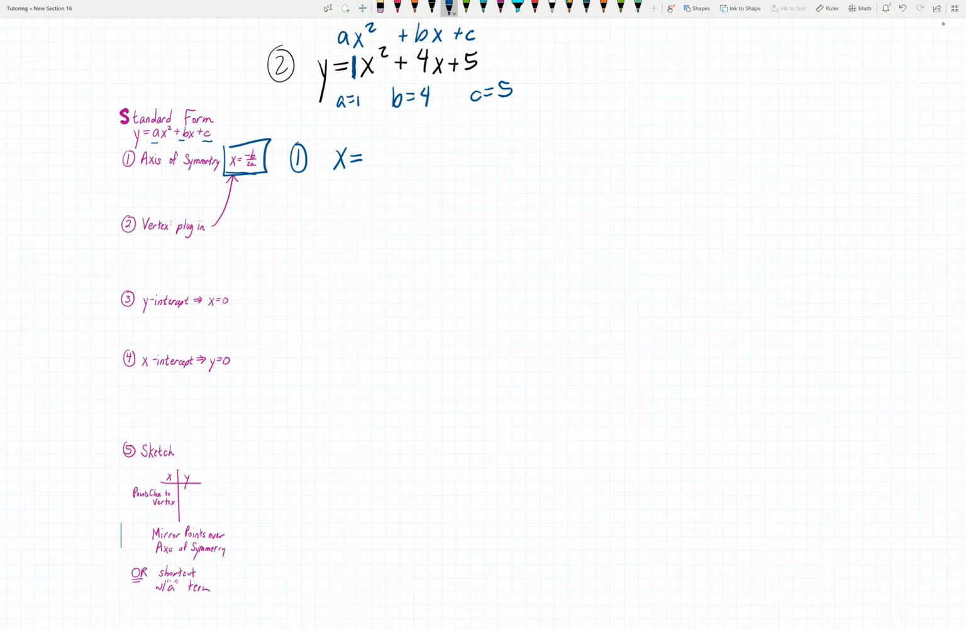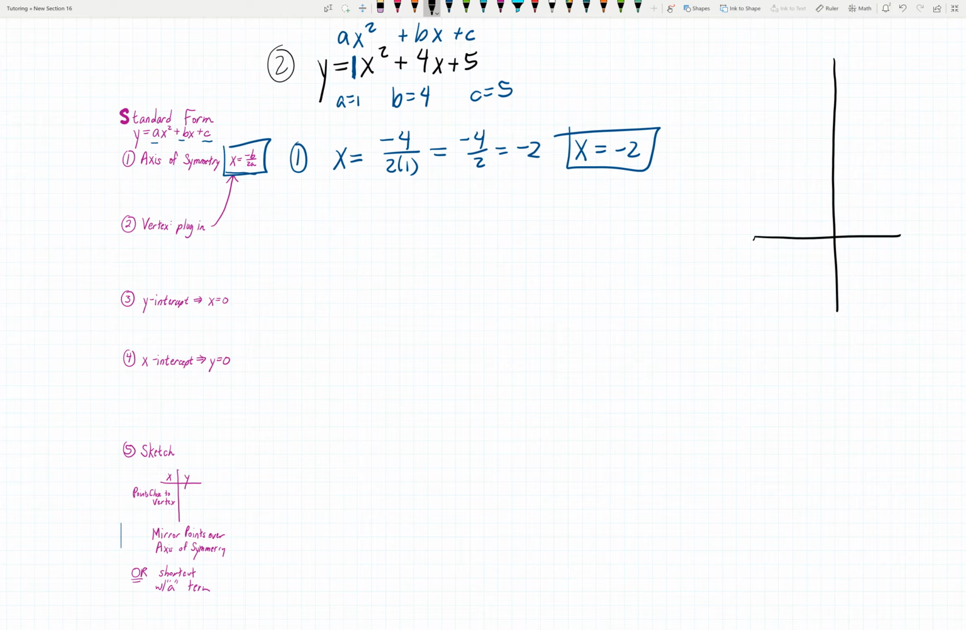And so negative 4 over 2 times 1 is negative b over 2a. So negative 4 over 2, so we got negative 2. So x equals negative 2 is our axis of symmetry. I can start to graph it as I go if I'd like. X equals negative 2, axis of symmetry, there we go.